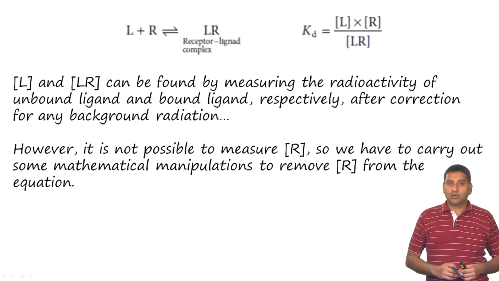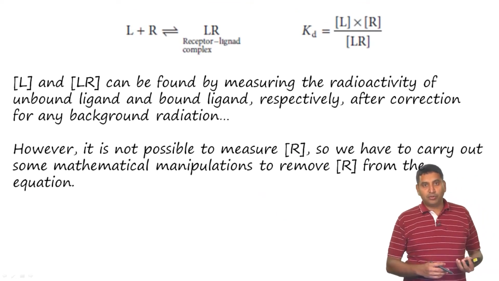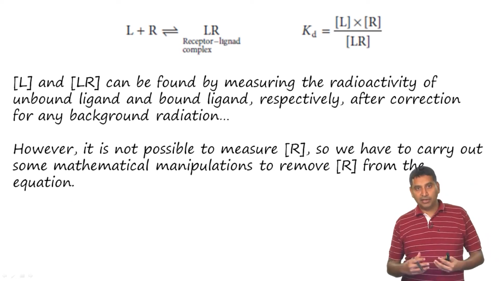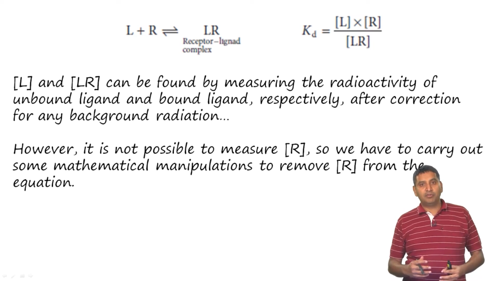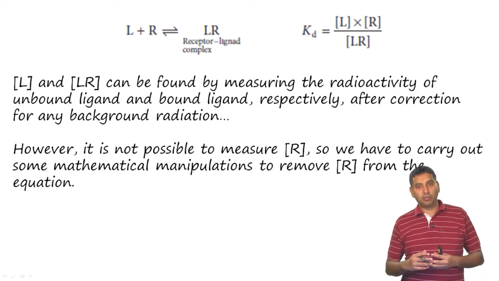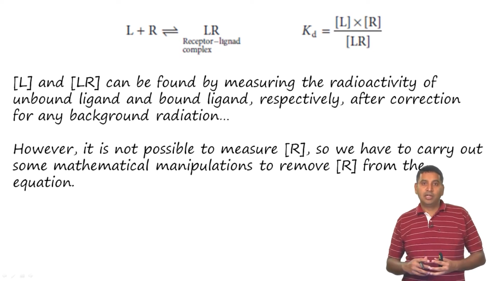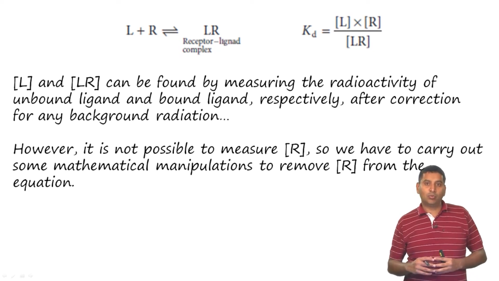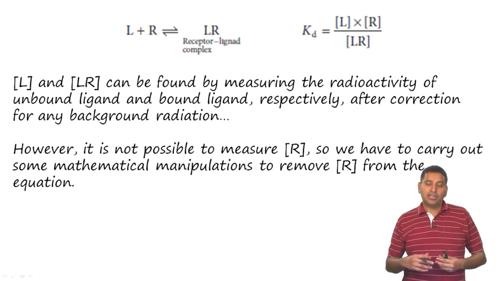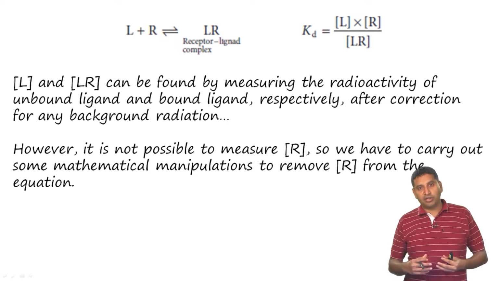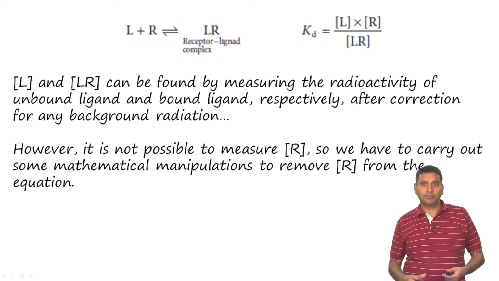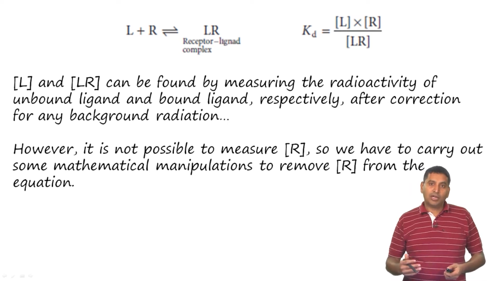Now, the concentration of ligand we can find because we know how much has been added and how much has been recovered. The concentration of LR can be found by measuring the radioactivity of the bound ligand, and then of course, we need to correct for any background radiation, but we have no clue as to what the concentration of the receptor is. So, therefore, we have to use some mathematical manipulations to understand, or to either measure R or to remove R from this equation. So, we will now look at how this is achieved.